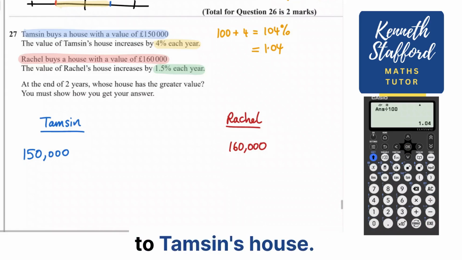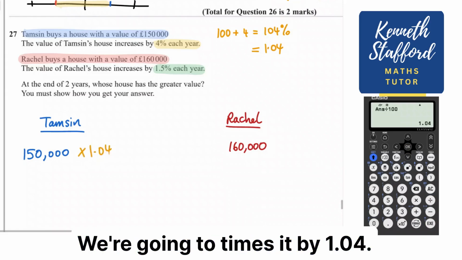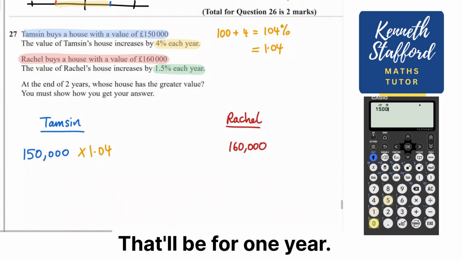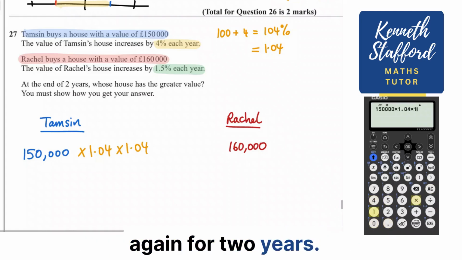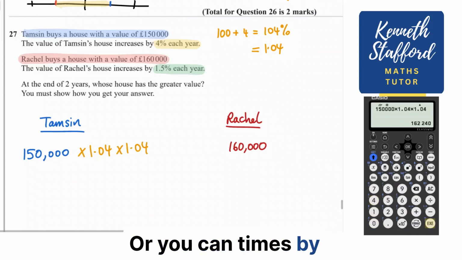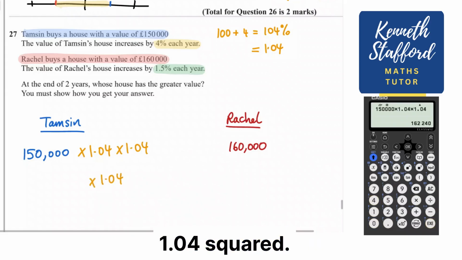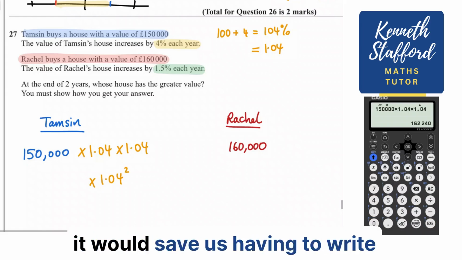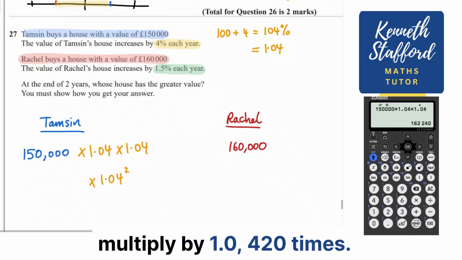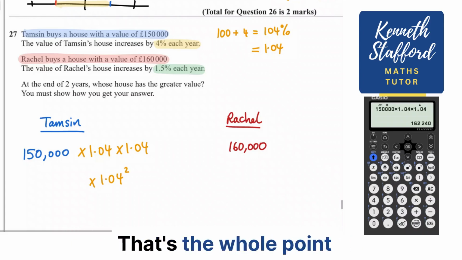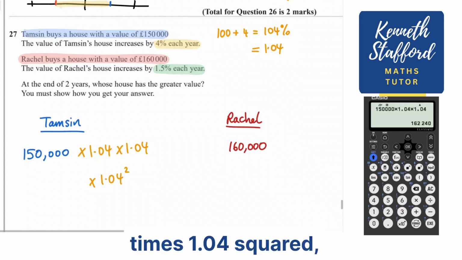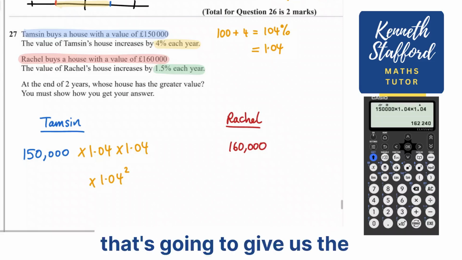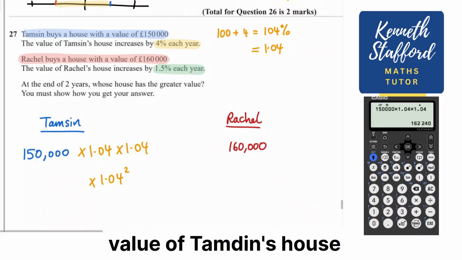So we're going to do that to Tamsin's house. We're going to times it by 1.04. That would be for 1 year. And we would times it by 1.04 again for 2 years. Or you can times by 1.04 squared. Doesn't make too much difference here, but if it was over 20 years, it would save us having to write multiply by 1.04 20 times. That's the whole point of the powers. So 150,000 times 1.04 squared, that's going to give us the value of Tamsin's house after 2 years.